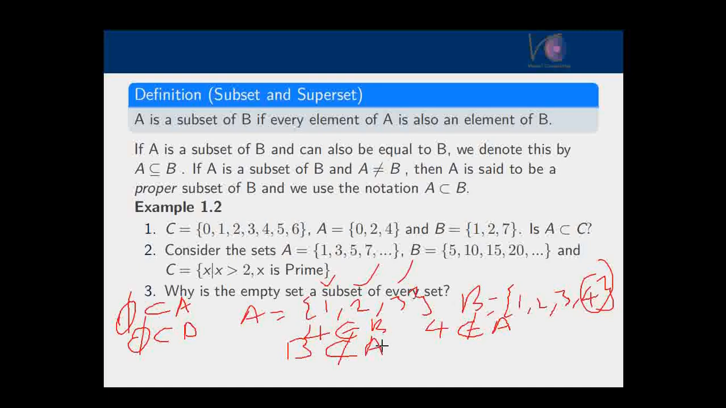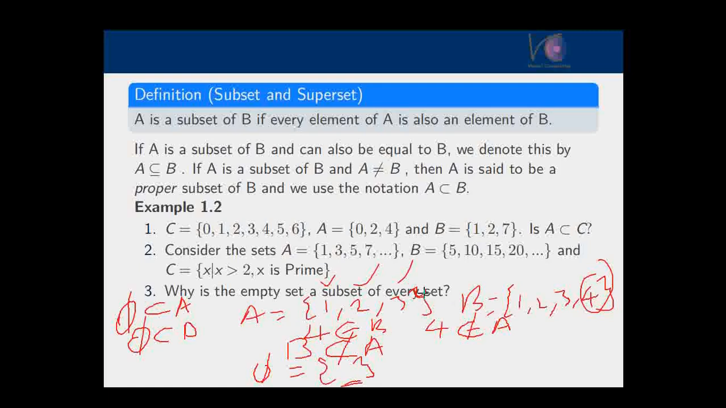Now, consider the empty set. Here is your empty set. If we list the empty set, it will just be open and close curly brackets. So now, for us to rule out that this empty set is a subset of A, we should have an element here which is not in A. So, do we have any element in this empty set that is not in A?